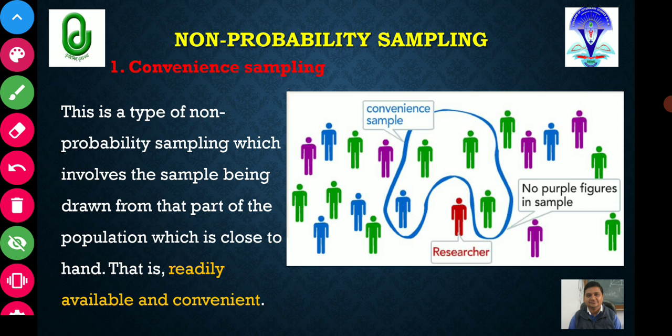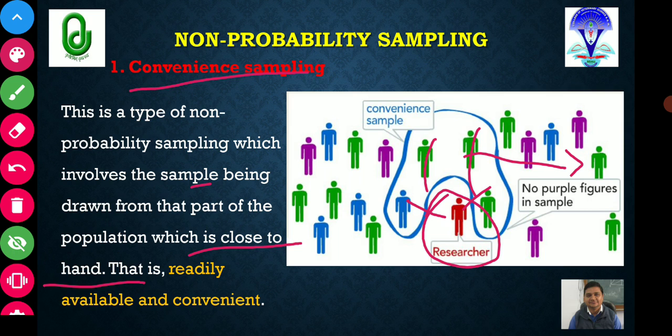So first in non-probability sampling is convenience sampling. As the name reflects, it is based on the convenience of the researcher. This type of non-probability sampling involves the sample being drawn from the part of the population which is close at hand, that is, close to the researcher. Here you can see this is the researcher, and he has to take a sample. What he will do is select the nearby individuals or nearby elements, and these nearby elements will be taken as the sample. So this is called convenience sampling.